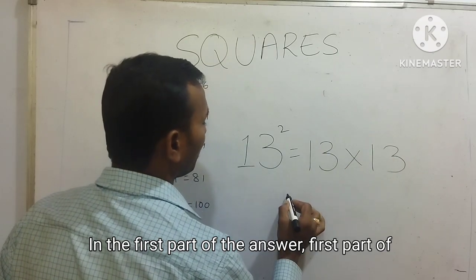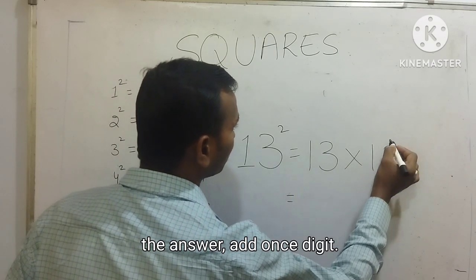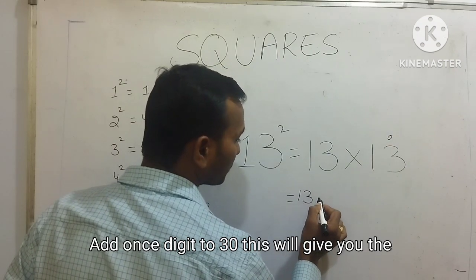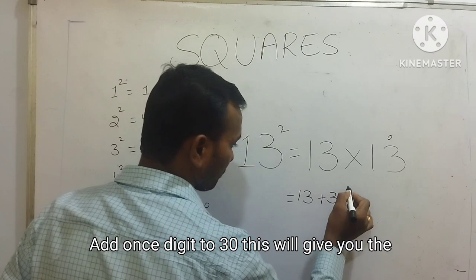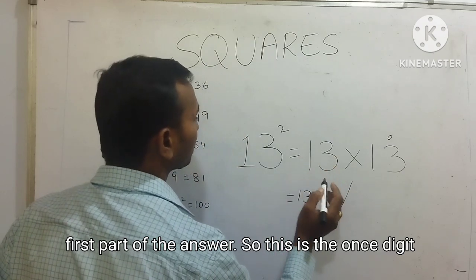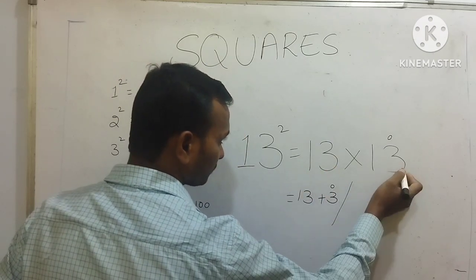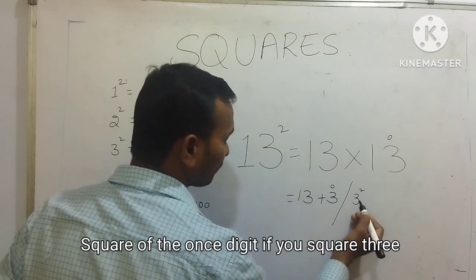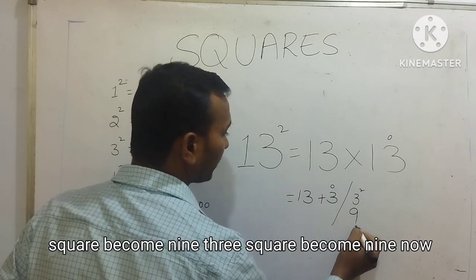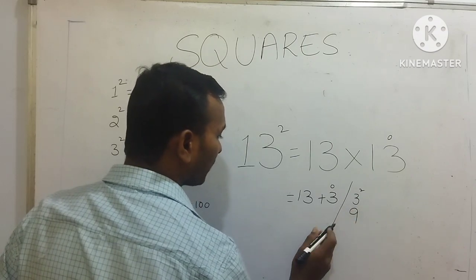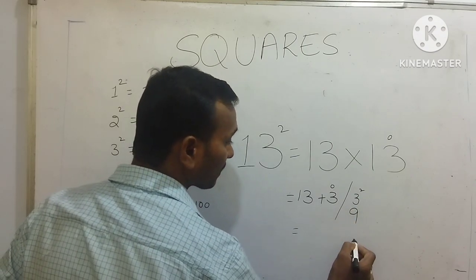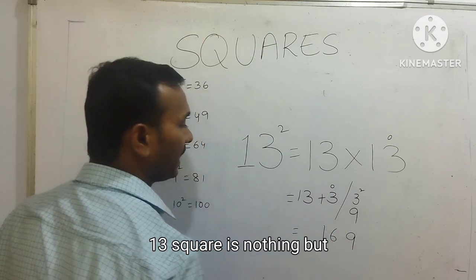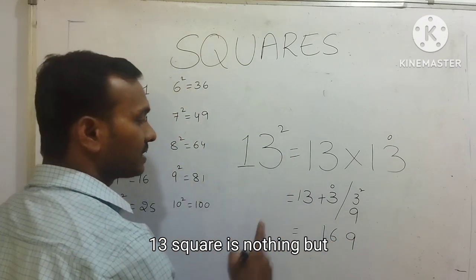In the first part of the answer, add one's digit to 13. This will give you the first part of the answer. So this is the one's digit. In the second part, square of the one's digit. 3 square becomes 9. Now we will write the final answer. Just you see, 13 plus 3, 16, 9, 169. 13 square is nothing but 169.